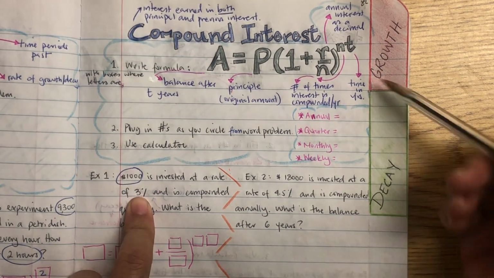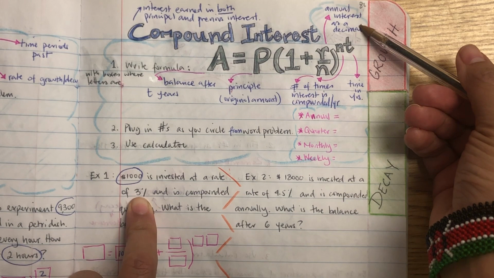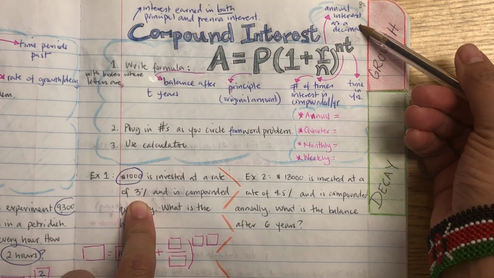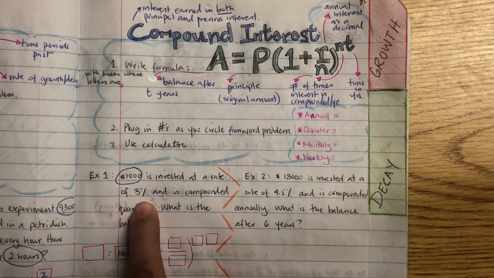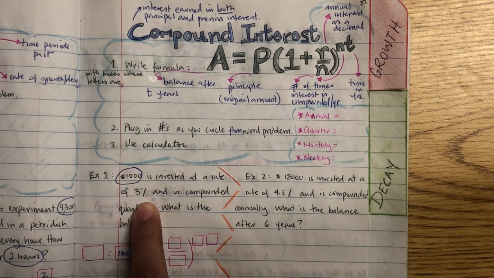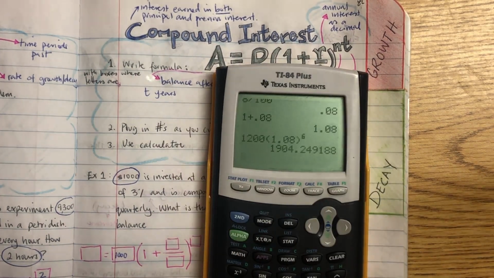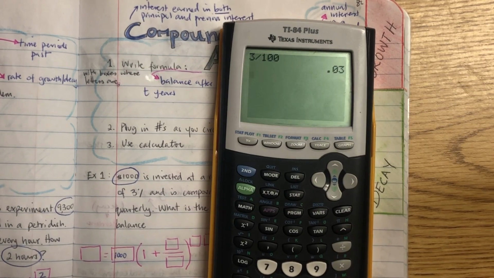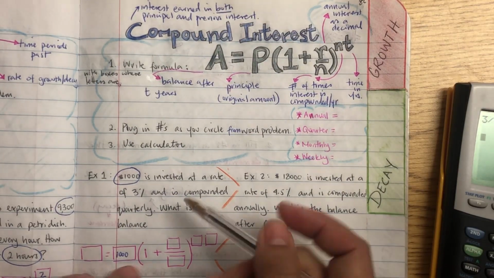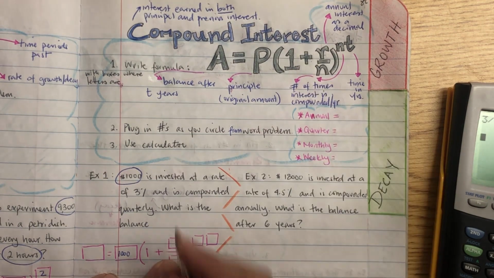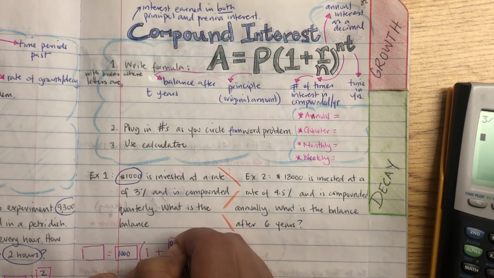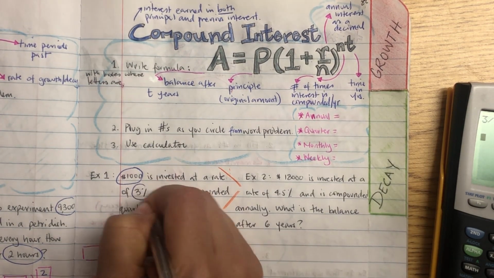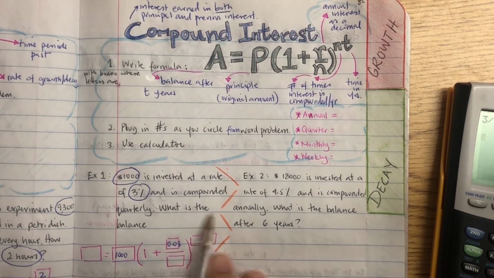So remember, to make this a decimal, just like we did in our last video, you just need to divide it by 100. Anytime something's a percent and you want to enter a decimal, you divide it by 100. So you take your calculator and you go 3 divided by 100. You get 0.03. So that goes in R right here. 0.03. Okay, and is compounded quarterly.